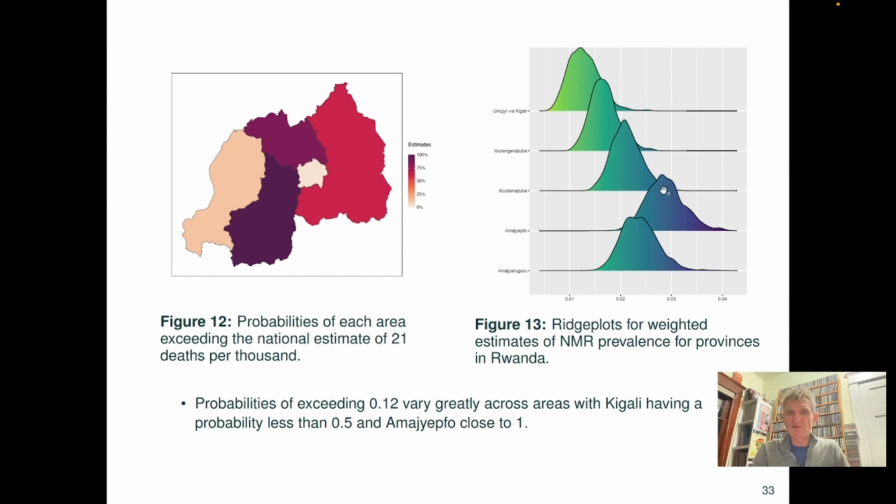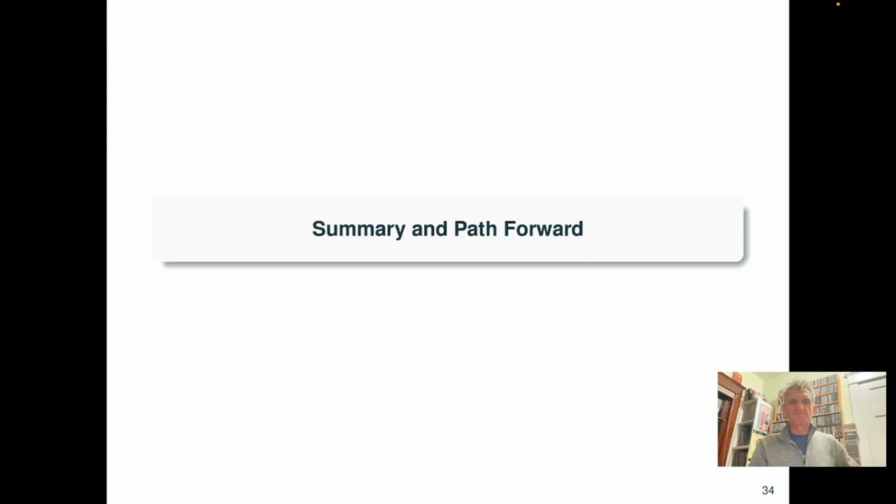So we see this area here has got the greatest point estimate, and there's a large probability that we exceed that value. So that's just another way of showing the uncertainty in each of these estimates. These all are different ways of showing the uncertainty in each of the areas.